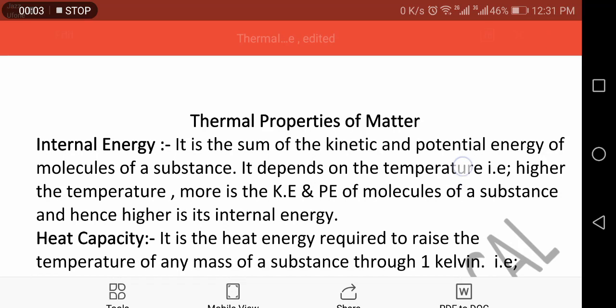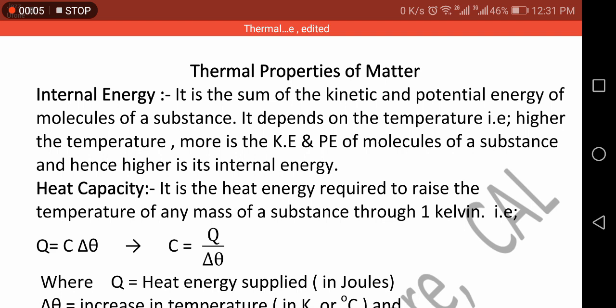Bismillahirrahmanirrahim. Thermal properties of matter. So, here in this regard, first of all, let us discuss internal energy.